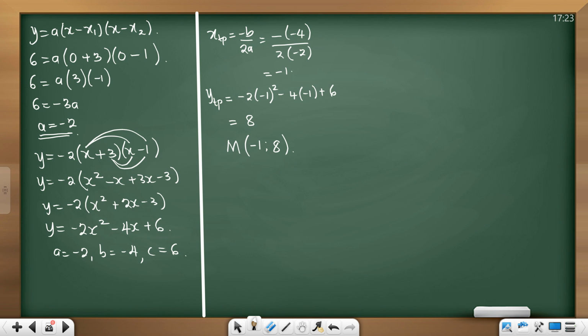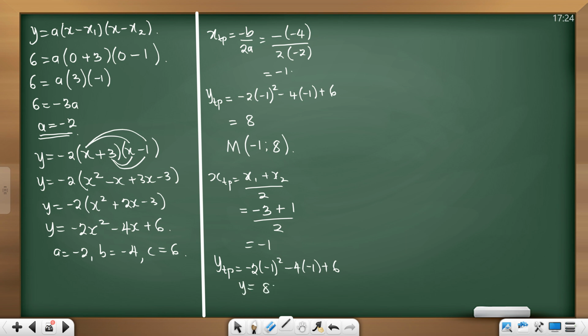And remember, I can get my turning point again in so many ways. I can also say x1 plus x2 over 2, let's check if this is going to work. What's our x1? Negative 3 plus 1, what is 1 minus 3? Negative 2, over 2. Can you see? I'm getting that again. Then I'll substitute for the y of the turning point. You must know all of these methods because examiners can start playing games with you.